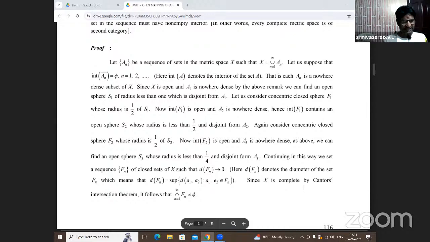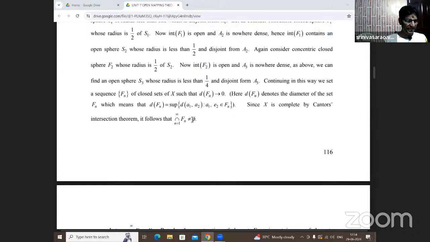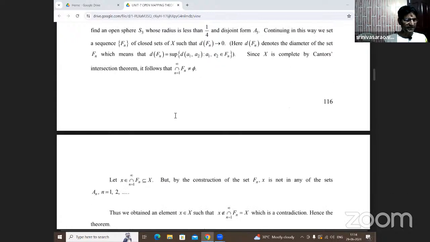Since capital X is complete, by the Cantor intersection theorem. Now, what is the Cantor intersection theorem? An arbitrary intersection of nested concentric closed spheres is non-empty. That is the simple statement.